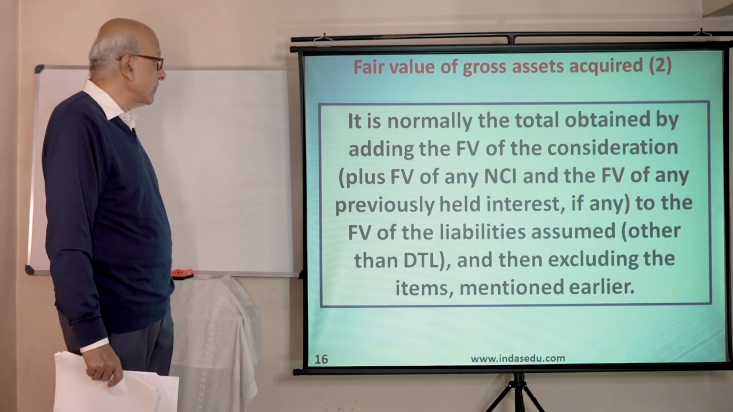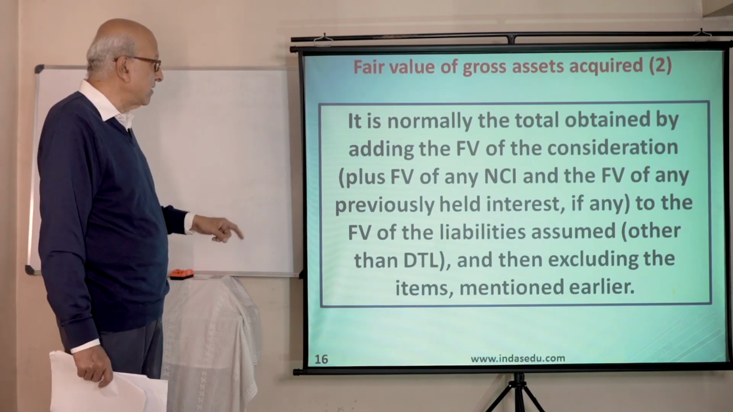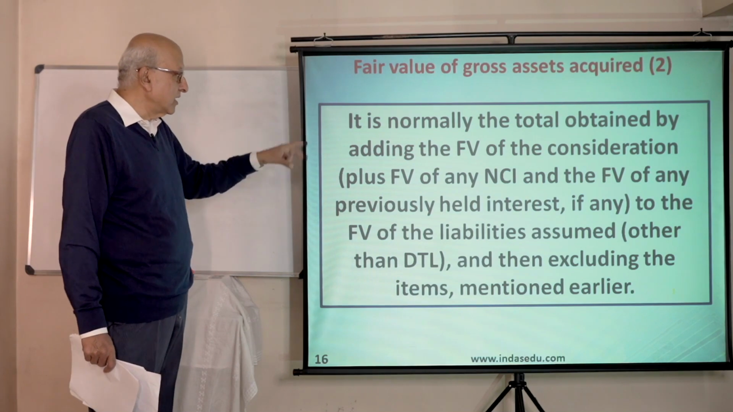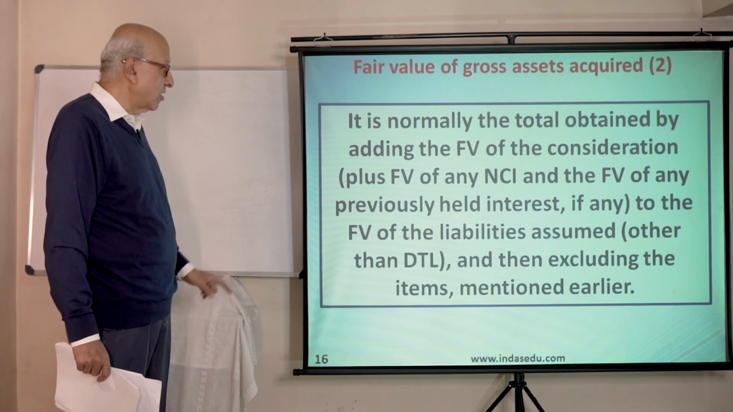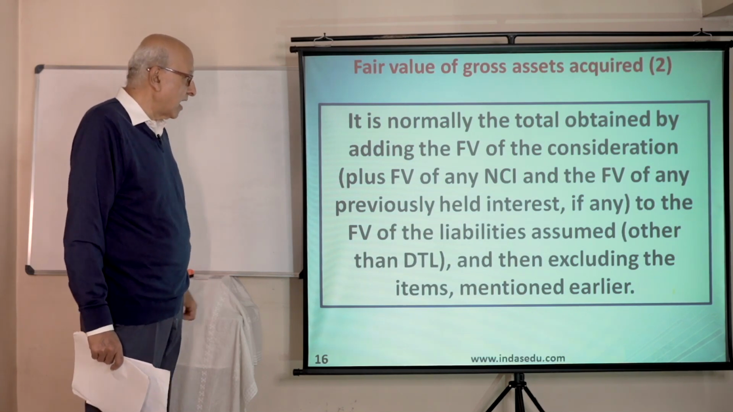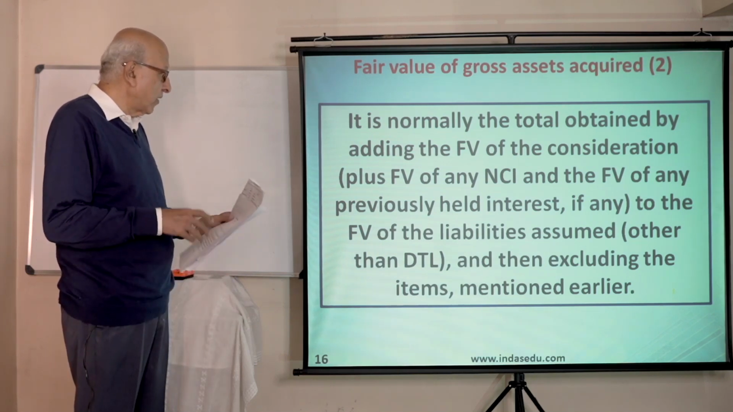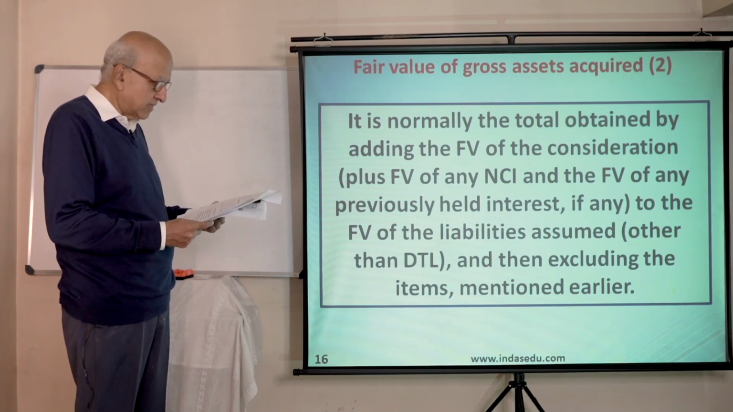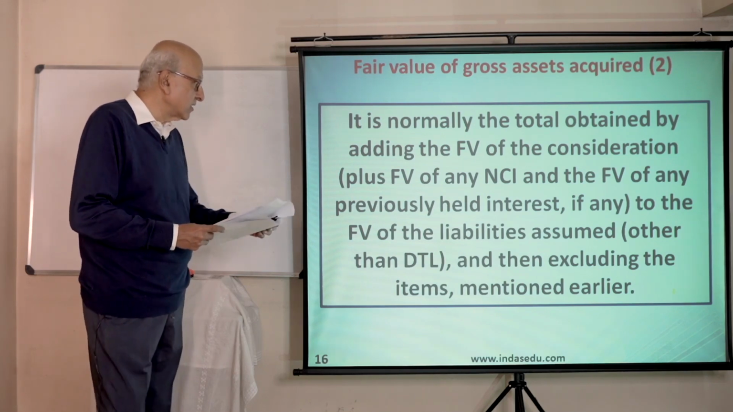So first thing is, you see, three things are aggregated. One is the consideration paid, then the fair value of non-controlling interest, and fair value of any previously held interest at its present value. This is added to what? Fair value of liabilities assumed, but we ignore deferred tax liability. And from this figure, we exclude three things. That is your just mentioned cash and cash equivalent, deferred tax assets, and goodwill resulting from effects of deferred tax liabilities.